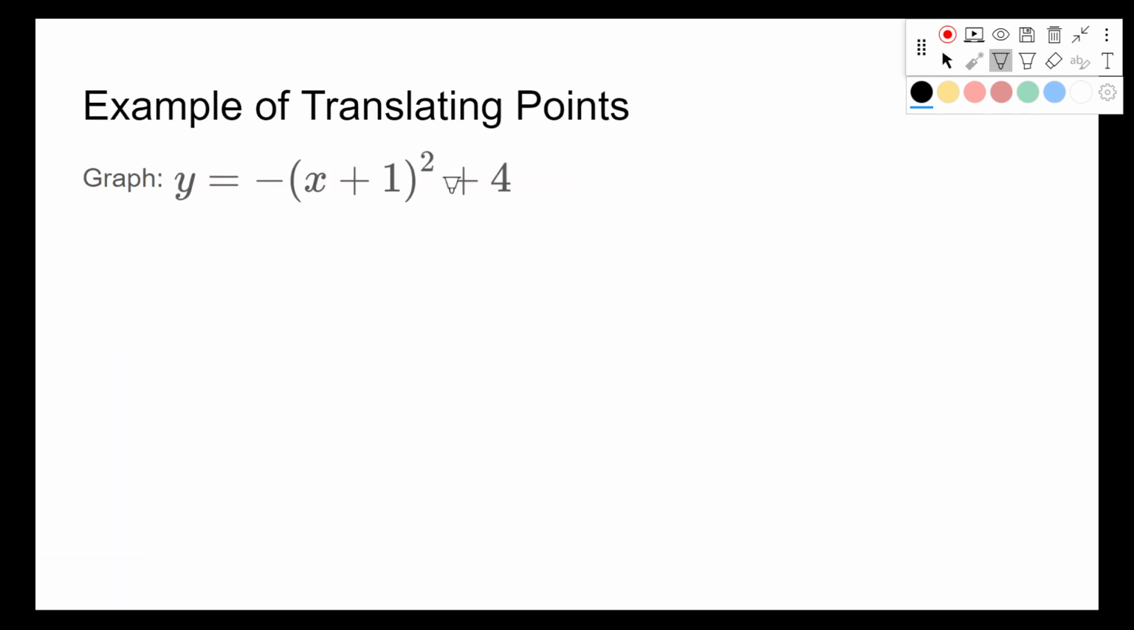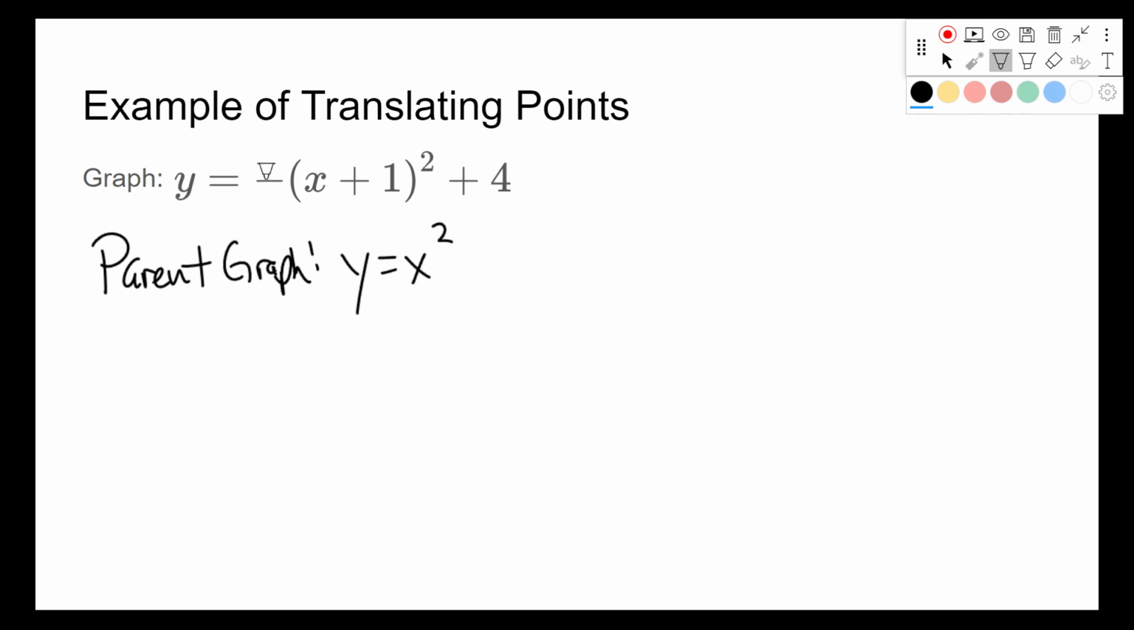All right, so now let's translate some points. Here we go. Here's my graph. Y equals -(x plus 1) squared plus 4. That's what I want to graph. To graph these using transformations, the first thing you need to do is identify the parent graph. So you should have done this before. The parent graph is the graph of the function with no transformations on it. So if the graph had no transformations, what would it look like? This graph would just be y equals x squared.